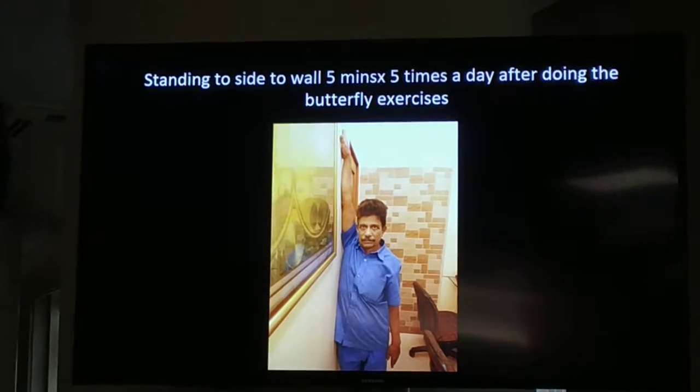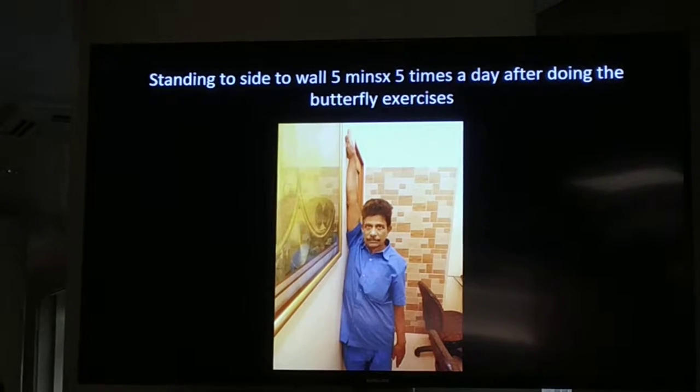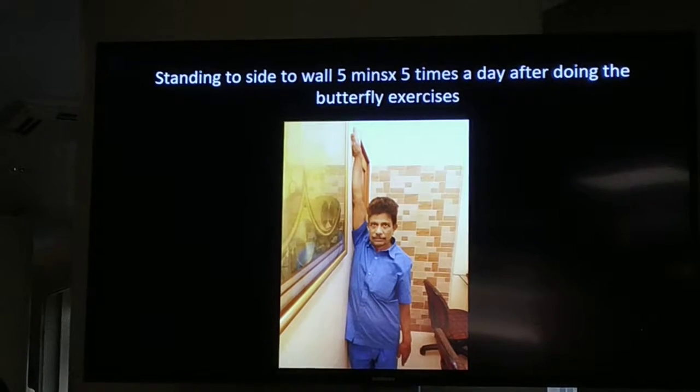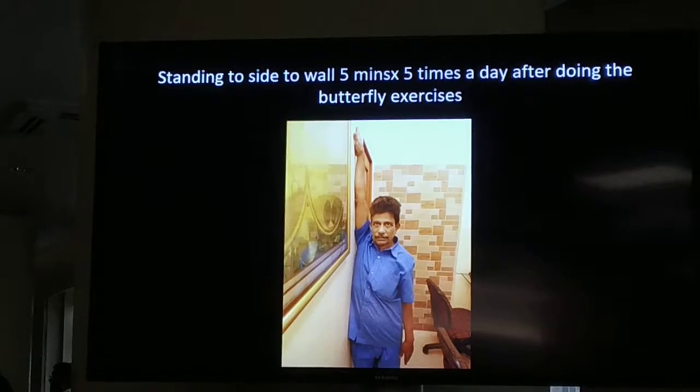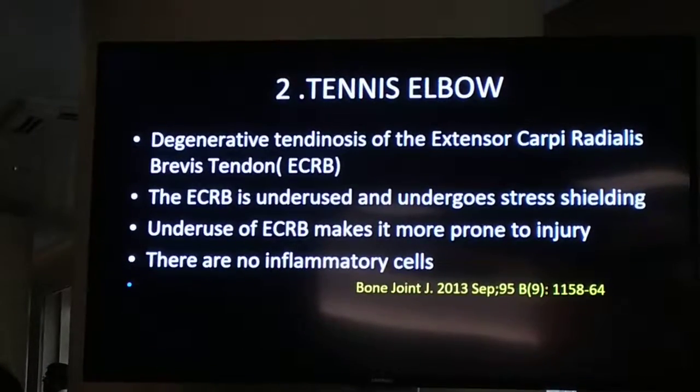Then standing to the side of the wall for 5 minutes. This if he does, no frozen shoulder is ever going to come back with the same complaint. In fact, you have to tell him that the other side will get involved, especially if he is diabetic, after 1.5 to 2 years. Next, tennis elbow.